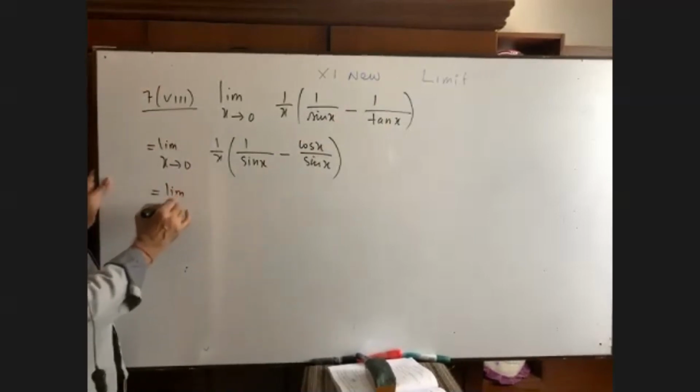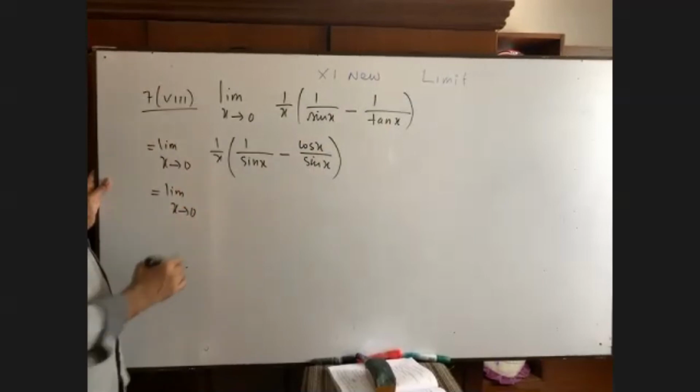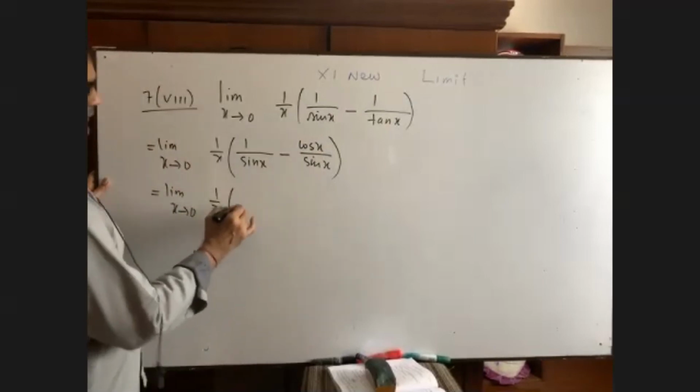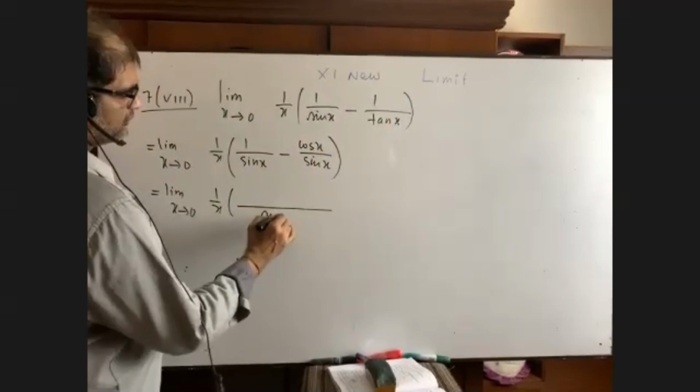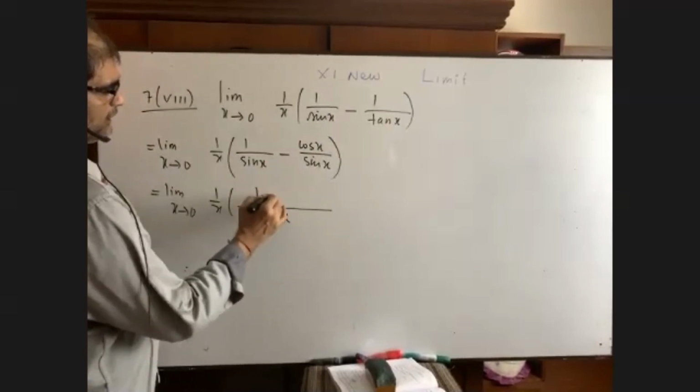That is limit x tends to 0, 1 by x. It is sine x. And we are getting here 1 minus cos x.